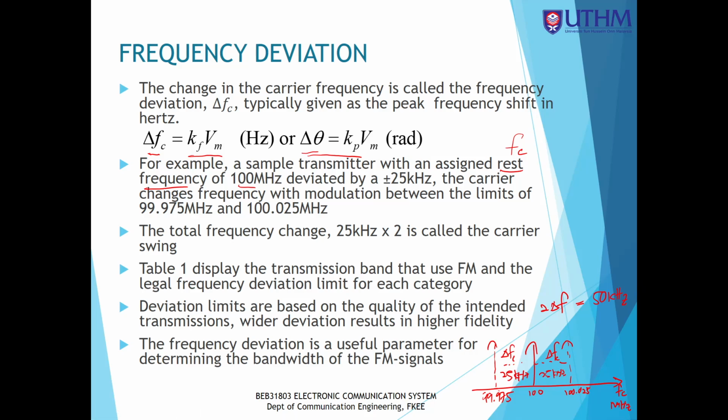Table 1 displays the transmission band used for FM and the legal frequency deviation limit for each category. We're going to see table 1 later. Deviation limits are based on the quality of the intended transmission. Wider deviation results in high fidelity. The frequency deviation is a useful parameter for determining the bandwidth of the FM signal. The larger the value of delta F, the wider the bandwidth of the signal. Lagi besar nilai delta F, lagi besar dia punya bandwidth.